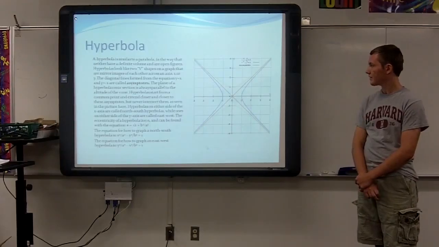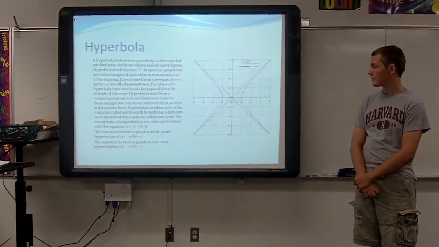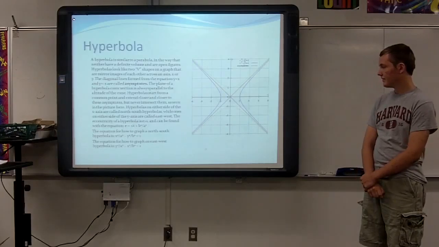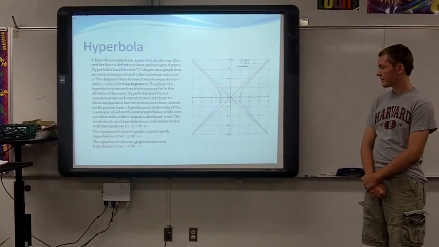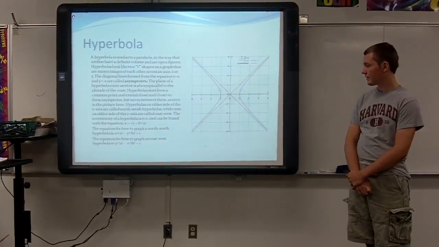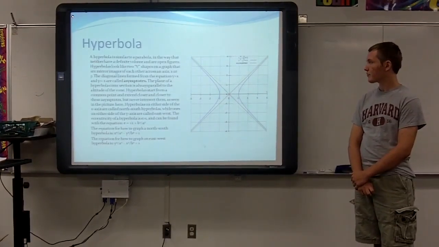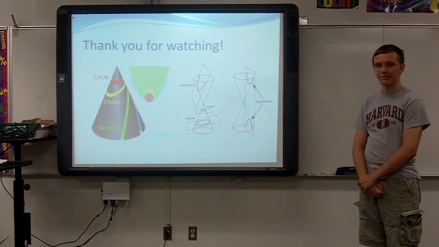The eccentricity of a hyperbola is always greater than 1 and can be found with the equation: the eccentricity equals the square root of 1 plus b squared over a squared. The equation for how to graph a north-south hyperbola is x squared over a squared minus y squared over b squared is equal to 1. And the equation for how to graph an east-west hyperbola is y squared over a squared minus x squared over b squared is equal to 1. Alright.